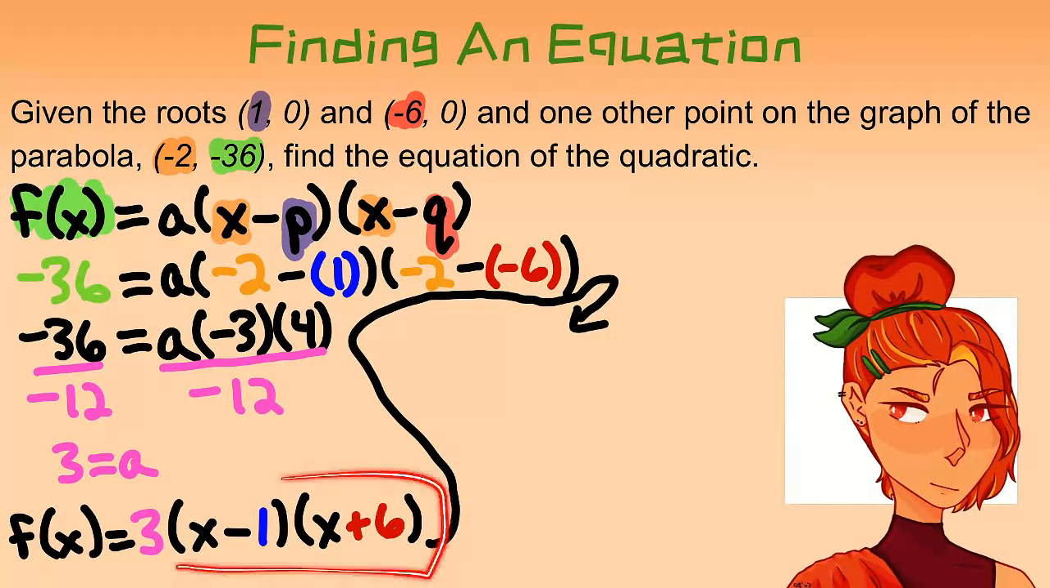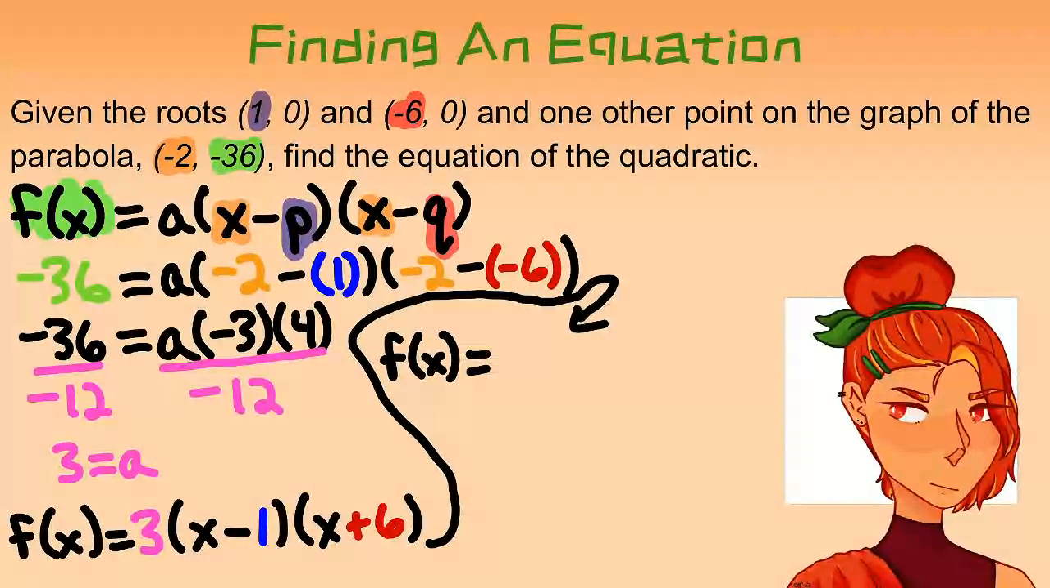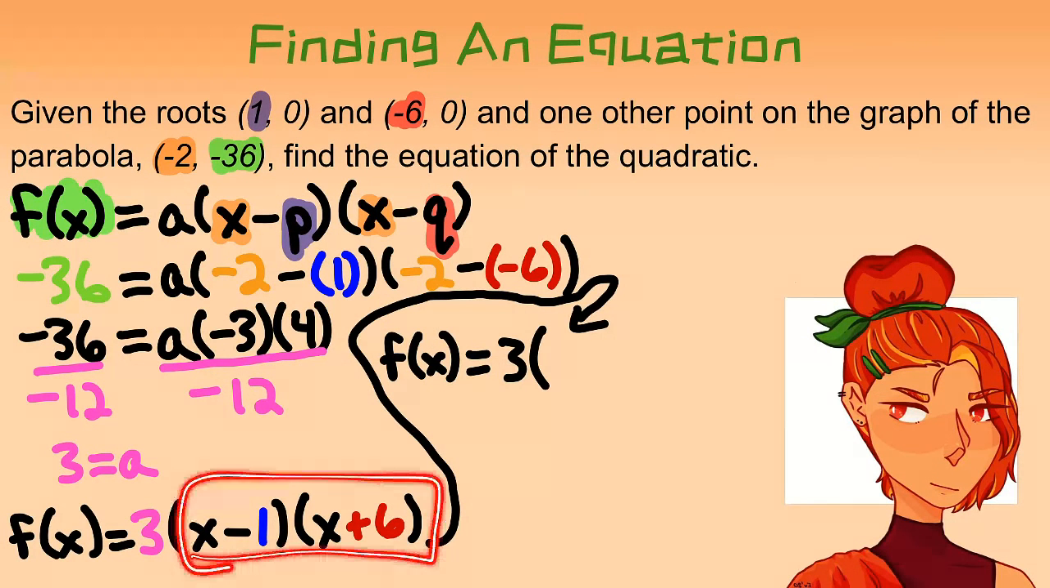So this is a perfectly good function written in x-intercept form. But if we want to write it in standard form, then we need to do a little bit of work. So we have f of x is equal to 3, and then we're going to do FOIL on this. We're going to FOIL that out.